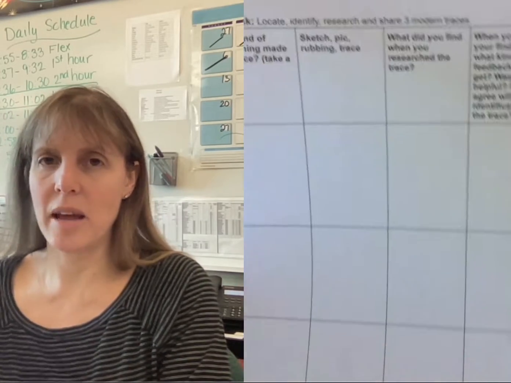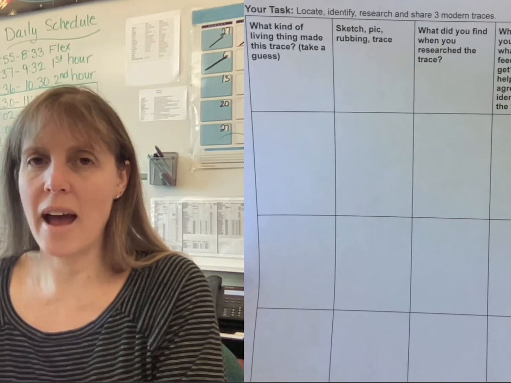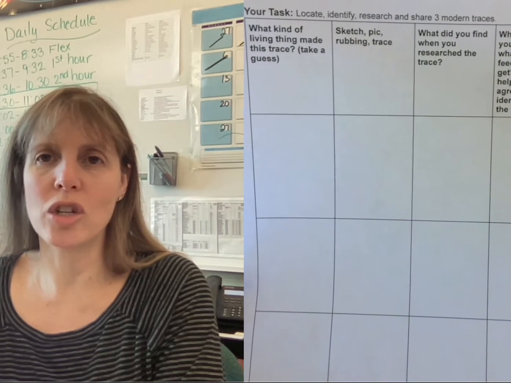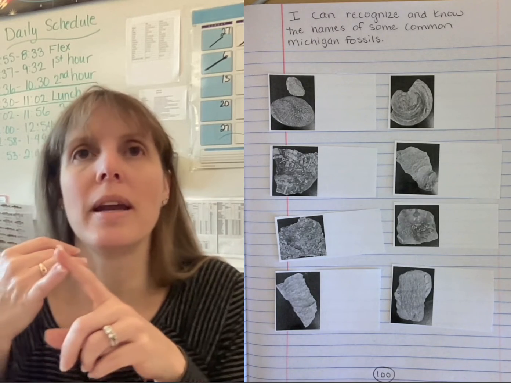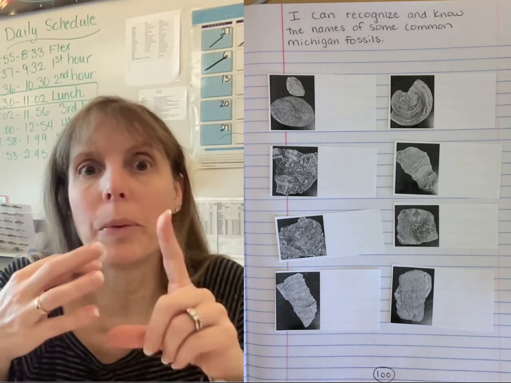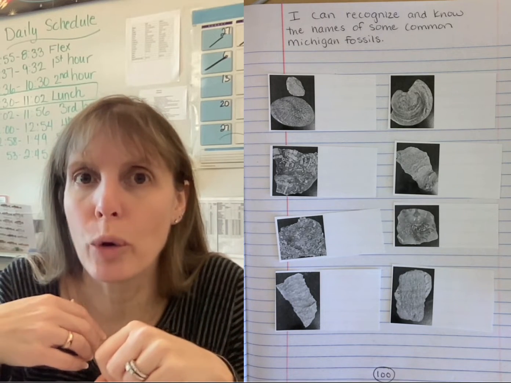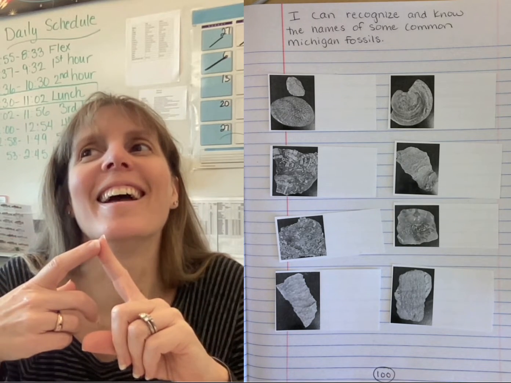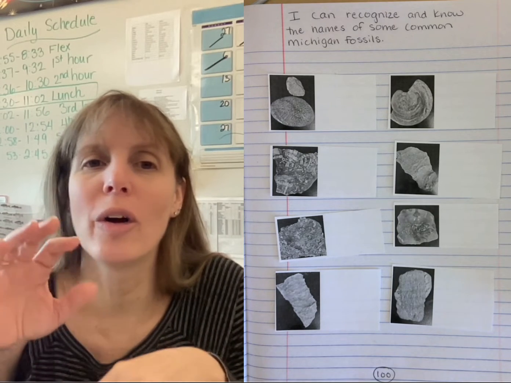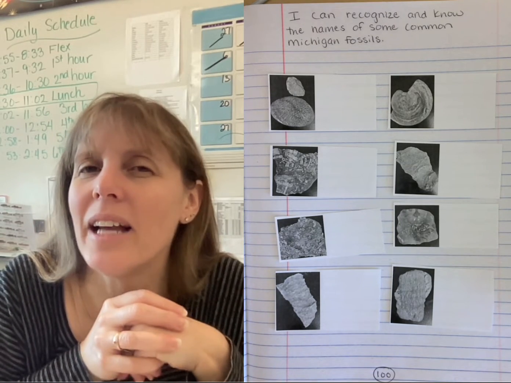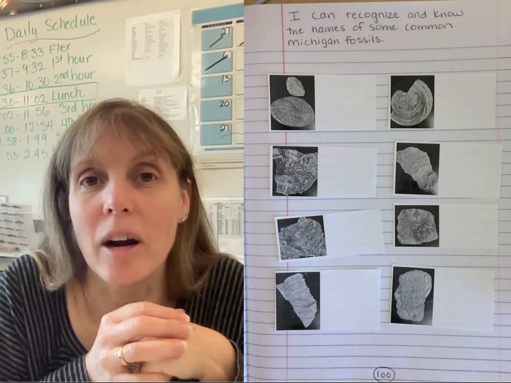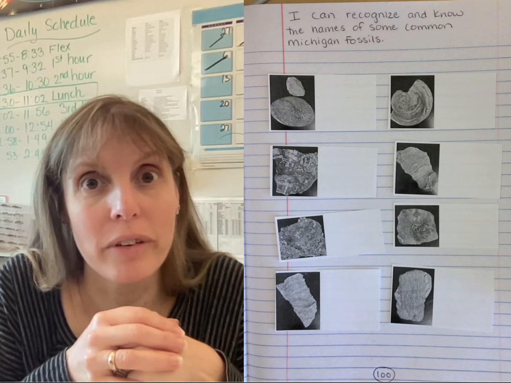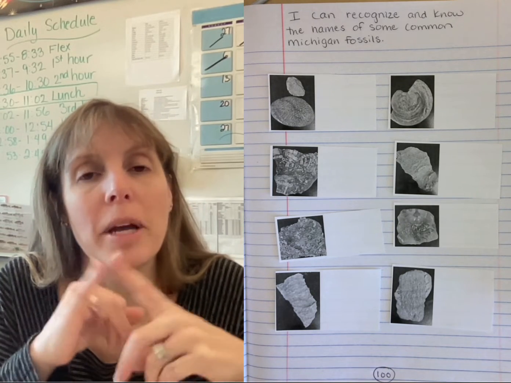And you're going to get a table like this that says what your task is to locate, identify, research, and share 3 modern traces. So remember, there's a trace fossil. And if there's a trace fossil, it's like a footprint. It's like a leaf print. It's scat. That's poop. Or it is feathers or fur or an ant house. It's anything that indicates something was living there or was there or existed there, but not the actual living thing itself. Okay?